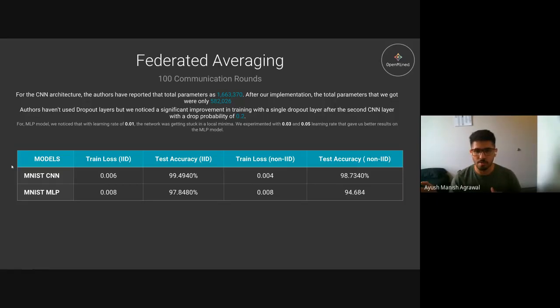The few interesting things that we noted were the CNN architecture that I was talking about. They said that they have a total of 1.6 million parameters in their CNN architecture. But when I replicated their architecture, I only got around 600,000 trainable parameters, which was interesting. Also, we did a few tweaks in the model where the authors were not using dropout, and using a single dropout after the second CNN layer gave us better accuracy in federated averaging. And we noticed that using dropout for the MLP model, we can use a very high learning rate to improve accuracy as well, which is very interesting.